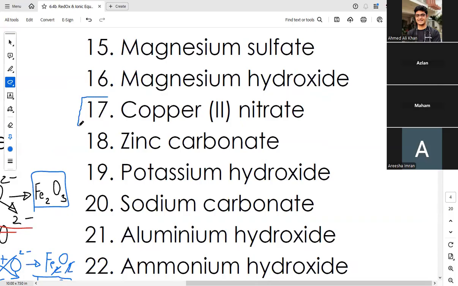Maham, can you hear me? Yes, before the mic wasn't working. Okay, no problem. So can you tell me the ionic formula and molecular formula for this? Cu2 plus.